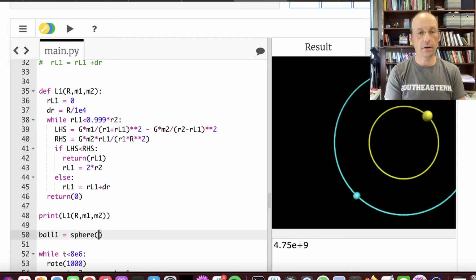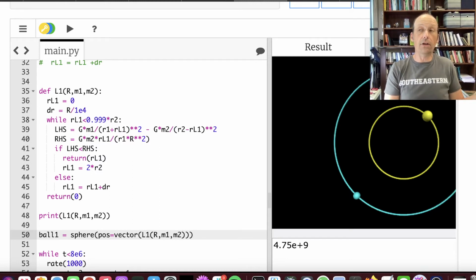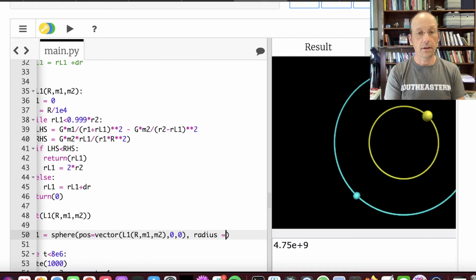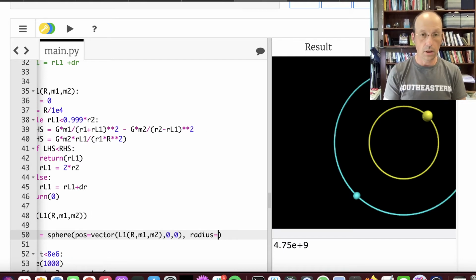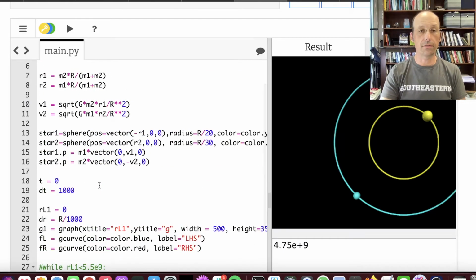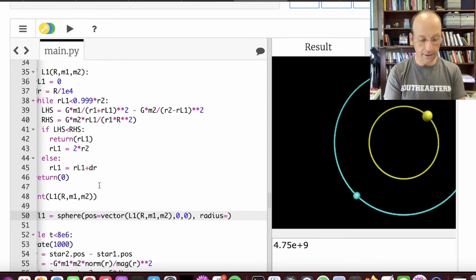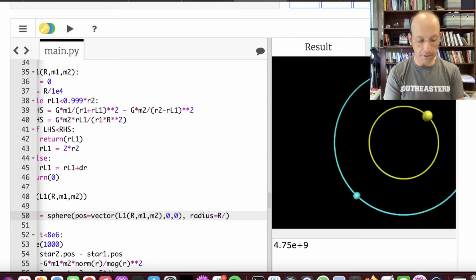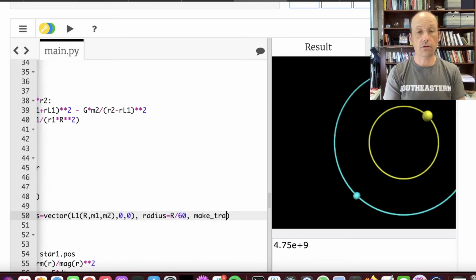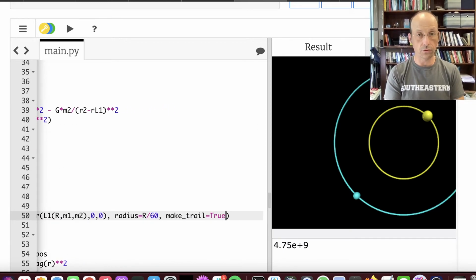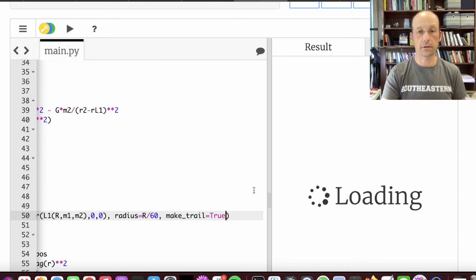It's going to be a sphere. The position is going to be equal to vector L1 R M1 M2, right? Because I'm going to need to calculate the location of that point, and it's going to call that function right there. And then the 0, 0. Now the radius is going to be, let's see, what was the radius of the other stuff? R over 30. Let's do R over 60. I'm just picking that. And let's say make trail equals true. Let's just run that and see what happens.